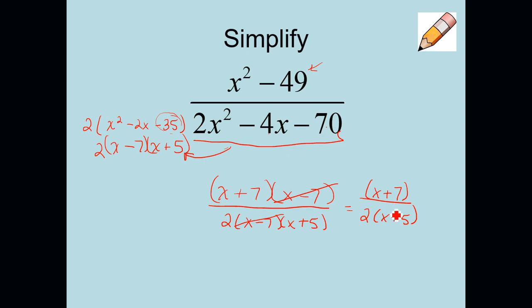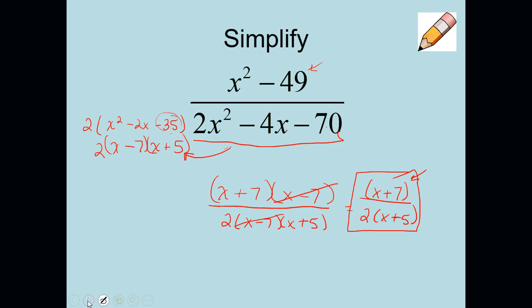Okay? Now be careful, ladies and gents. This x and this x do not cancel each other out. This is a factor, all or nothing. Okay? You can't just cancel this 7 with the 5 or the 7 with the 2. It's everything. The whole factor has to go or nothing goes. Okay? We have x plus 7 over the top of 2 times x plus 5. That's my simplified answer.